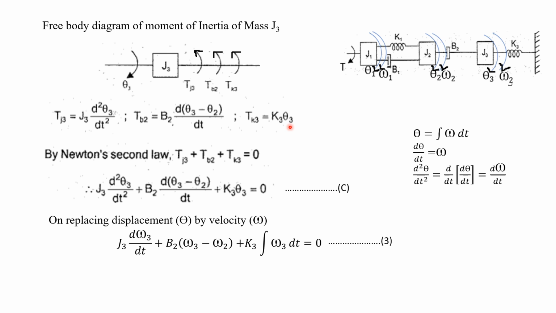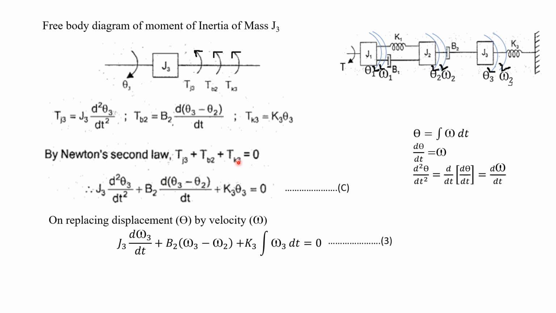Now, using Newton's second law, we can find the torque acting on the body. So, what about the torque acting on the body? Sum of the applied torque equals the opposing torque. Here, there is no applied torque. All are opposing torques. The sum of all the opposing torques will be equal to 0.